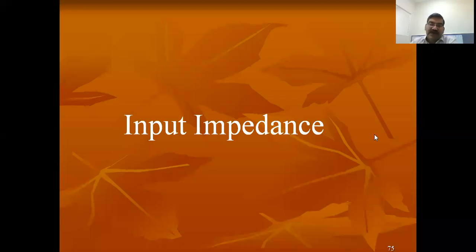Today, we will start with input impedance. Now, this input impedance is a very important characteristic for the RF engineer, and mainly for the antenna. Why is this input impedance important? Because for the RF engineer, the most important thing is that the power should be transmitted to the load, that is, to the antenna.